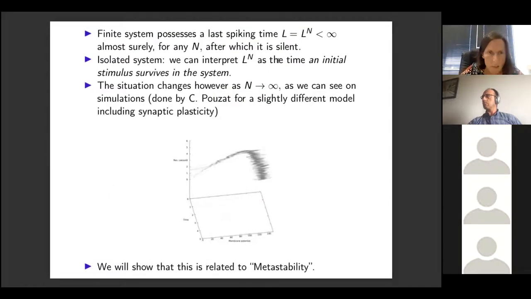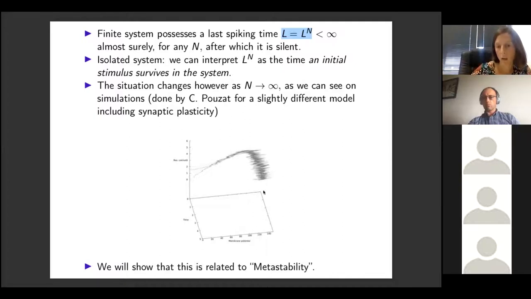Okay, I don't see the first line because the Zoom window is hiding it. But so I just told you that there is a last spiking time, which is finite, for the system, after which there is no spike anymore in the system. And this is, of course, kind of natural because you might have observed that I'm speaking about isolated systems. So there is no outside input of the outside world. So it's an isolated system of neurons. So you can interpret L, this last spiking time, as the time an initial stimulus would survive in the system until its influence just fades away.